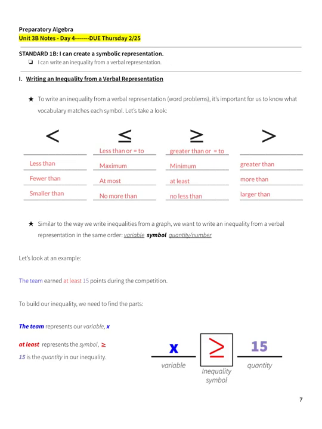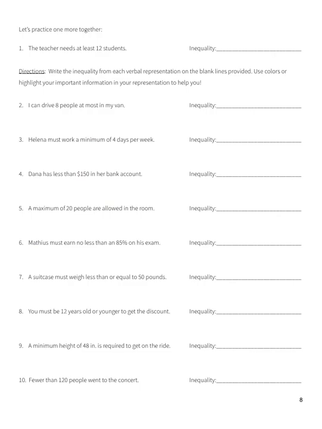15 points. How much the team earned, that's our variable. We know that it's more than or at least 15. So that means it's got to be more than 15 or it could be equal to 15. At least 15 points. If we look right here, we have our variable, our symbol, and our quantity or number. These 3 things will be in every single inequality that you write. Okay, let's practice one together.